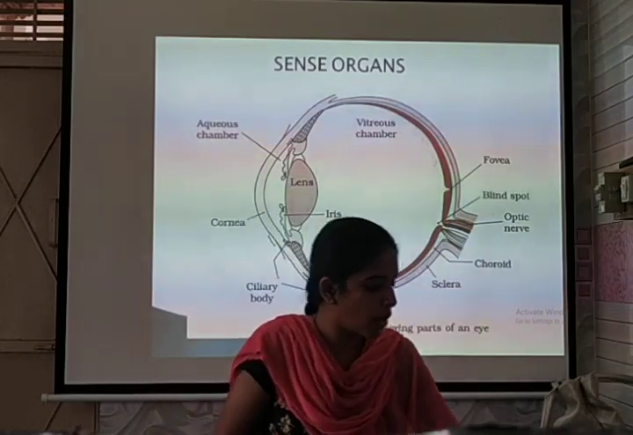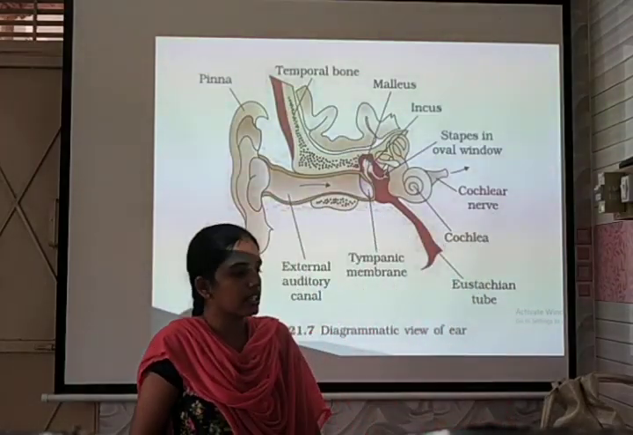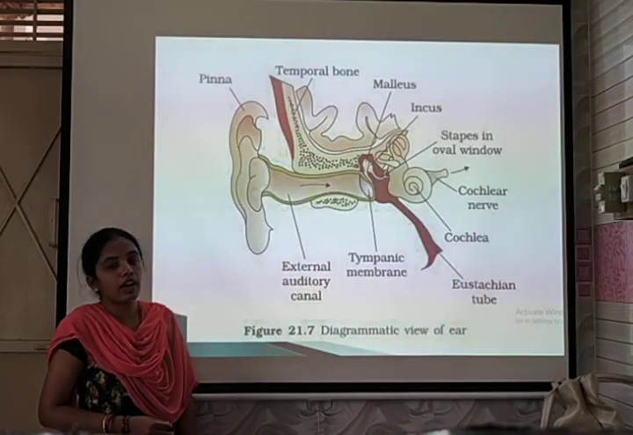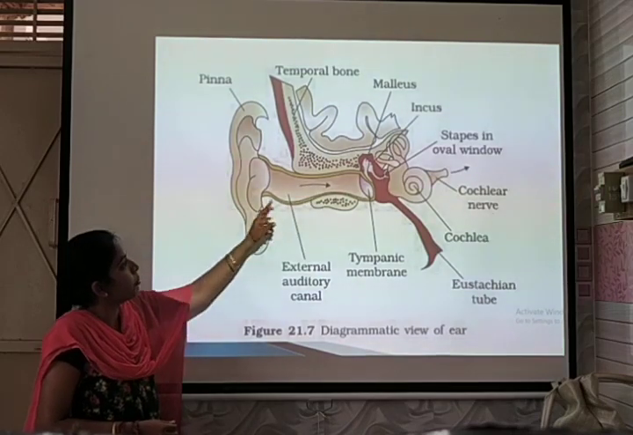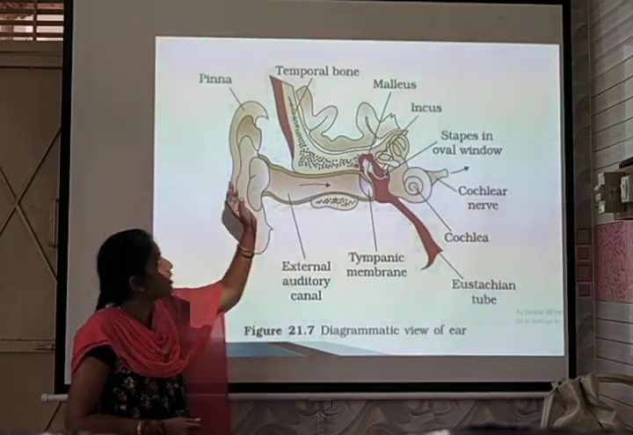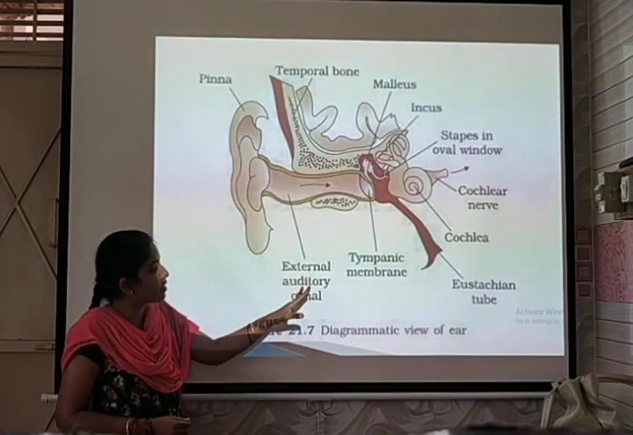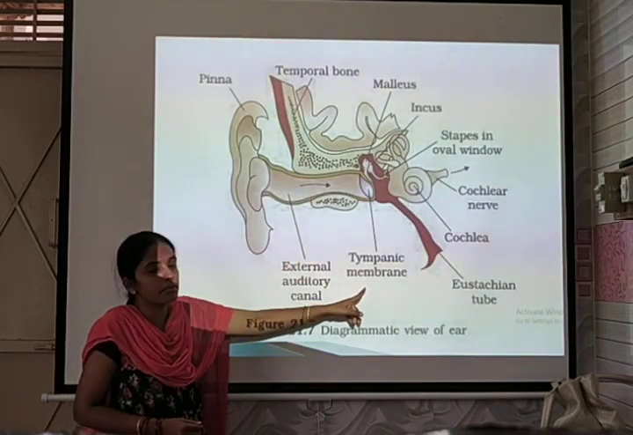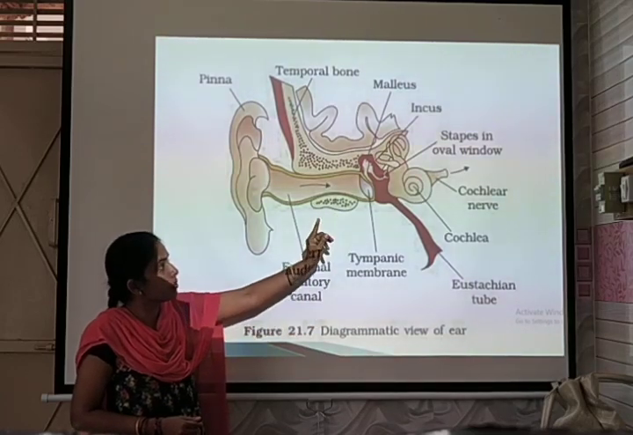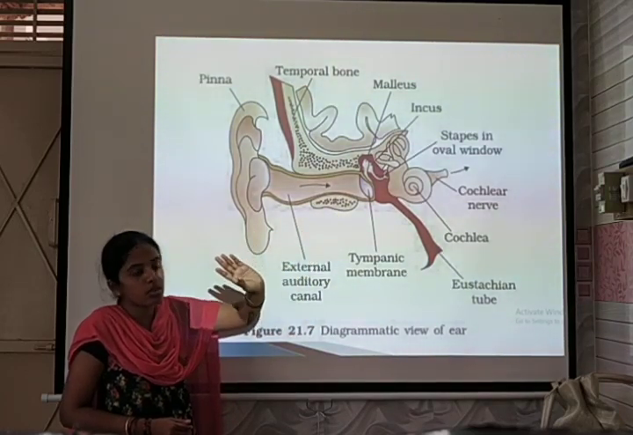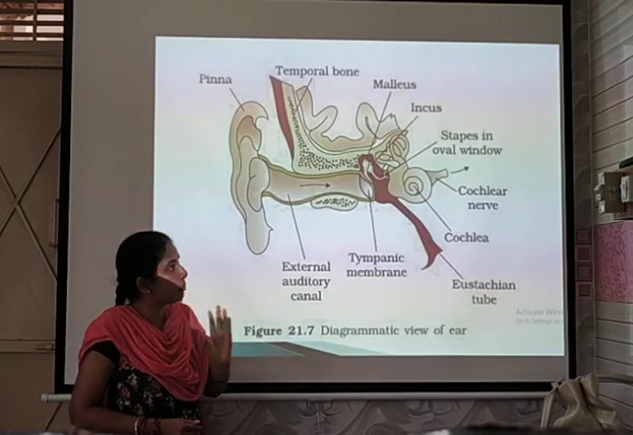Another sensory organ is the ear. It is divided into three regions: external ear, middle ear, and inner ear. The external ear is called the pinna. The middle ear consists of an external auditory canal along with the tympanic membrane. The tympanic membrane is helpful for receiving sounds in the presence of an air medium.